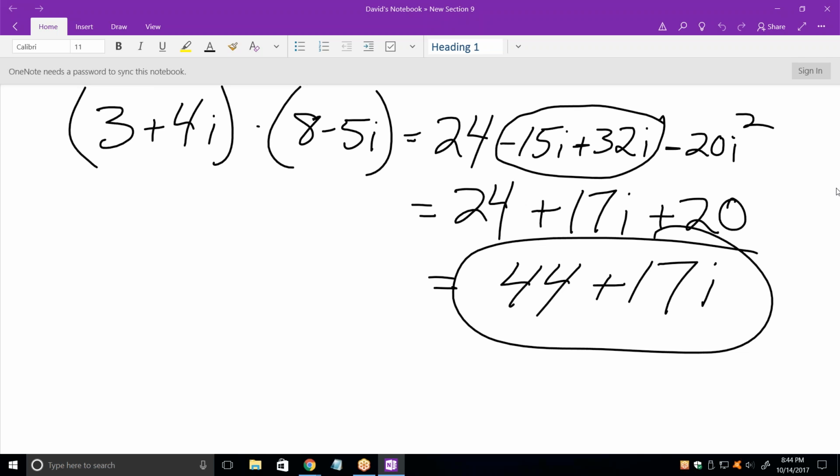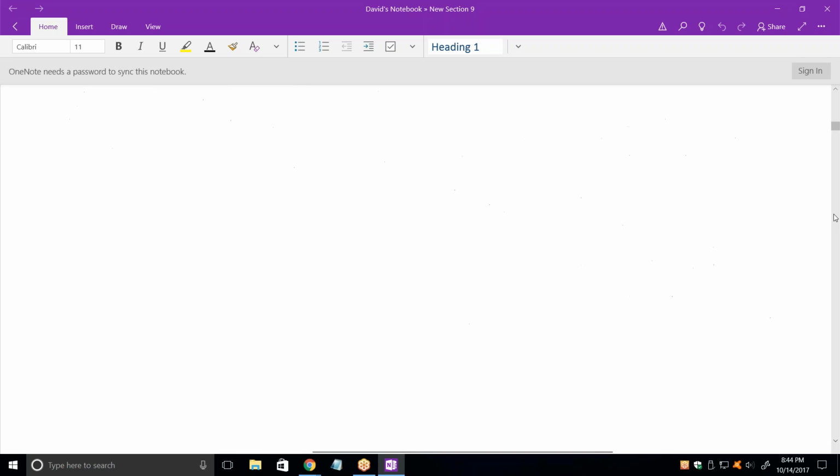Okay. Next one we have... The only ones that are hard are division ones. Adding is easy, subtracting is easy, multiplying is easy, as long as you know what to do with i squared. The next one we have is division. The divisions are hard, but I'm sure I can figure them out. If you have a division, let's do a few of them, because those are the only ones that are really going to give you any trouble.